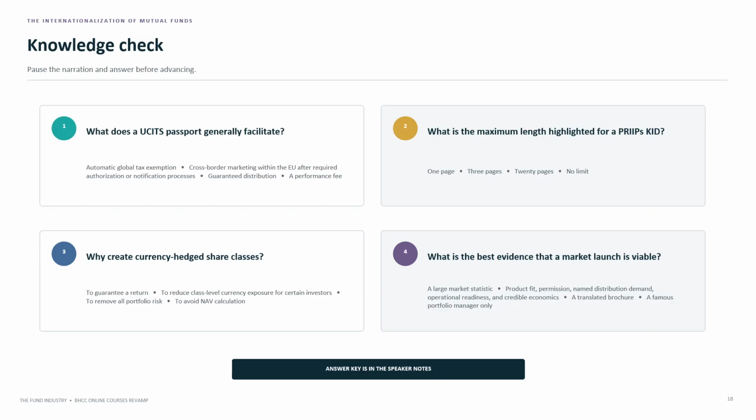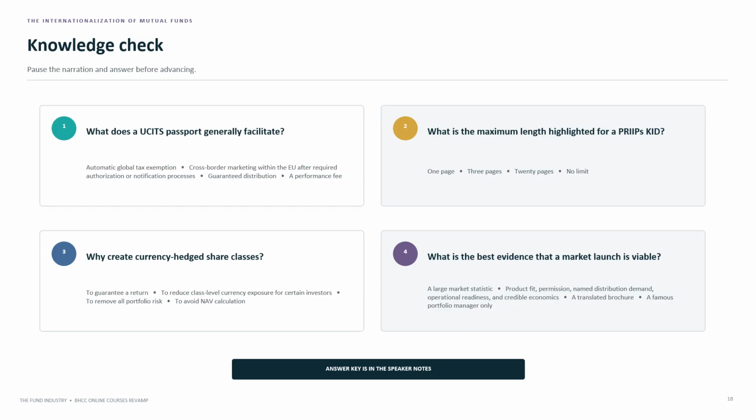Pause the presentation and answer all 4 questions before checking the explanations. Question 1, what does a UCITS passport generally facilitate? Is it automatic global tax exemption, cross-border marketing within the EU after required authorization or notification processes, guaranteed distribution, or a performance fee?